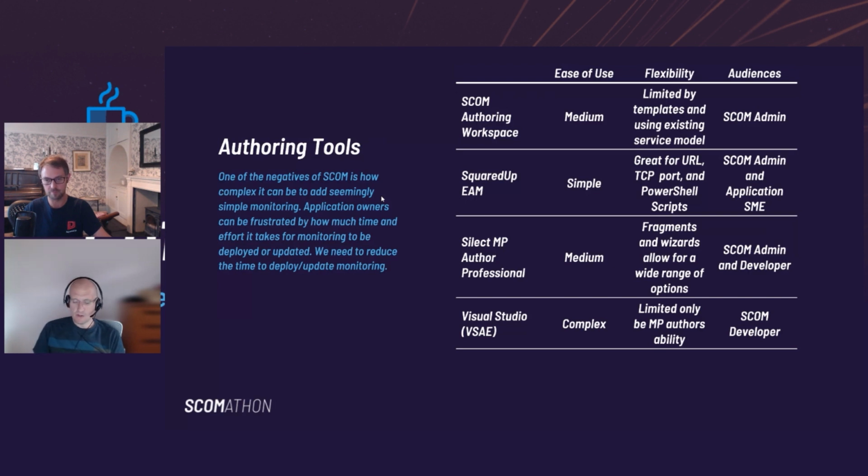But there are some tools that make it a little bit easier. So Squared Up EAM, where we can do some very simple wizard-based monitoring that gets us URLs, TCP ports, some PowerShell scripts, dead easy to use, and it's an option out there. I toyed with the idea of using that to help people build their own monitoring, but very quickly we ran up against some challenges, where we wanted to make it a little bit more complicated. We want to do this particular thing, and we can do that with a PowerShell script, but it's probably not the most efficient way to do that. So I shied away from that.